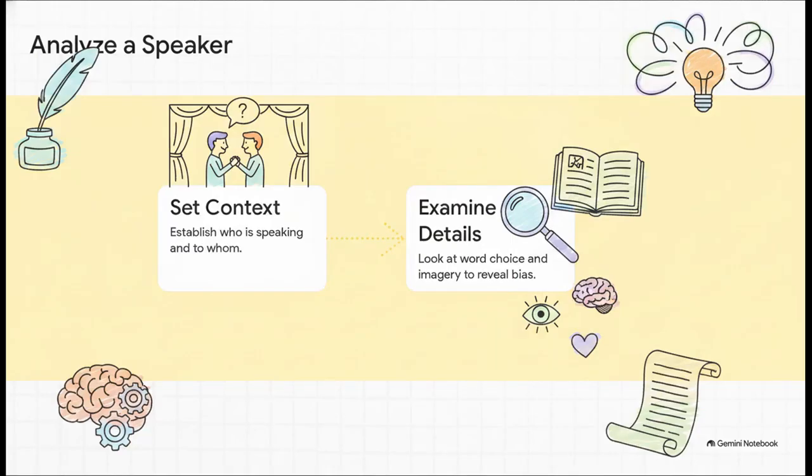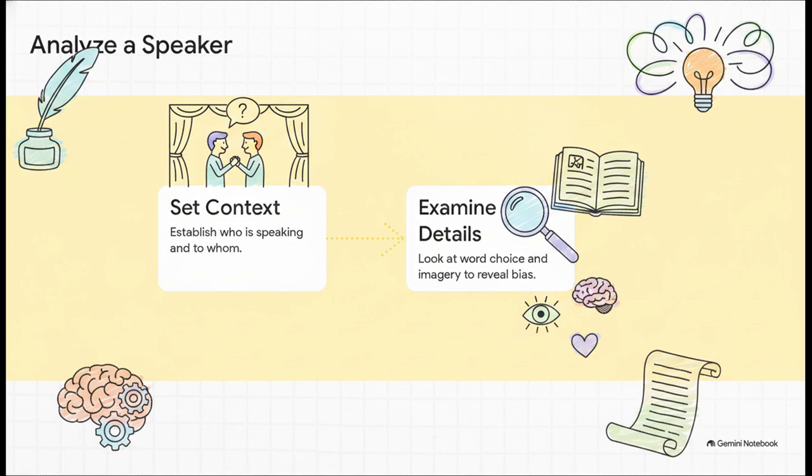Let's move to our next point and see how this builds into a practical strategy. When you're analyzing a speaker, just follow a really clear two-step process. Step 1, establish the dramatic situation. Figure out who is speaking, who they're talking to, and under what circumstances. Then step 2, examine their word choice, the imagery they use, and their specific selection of details.